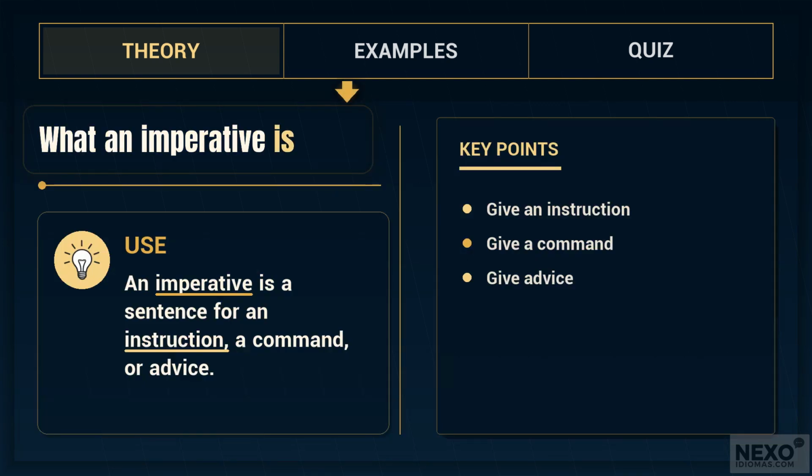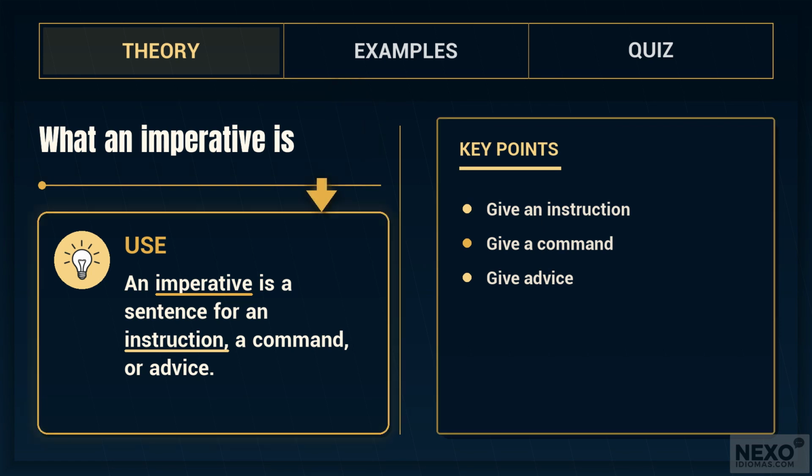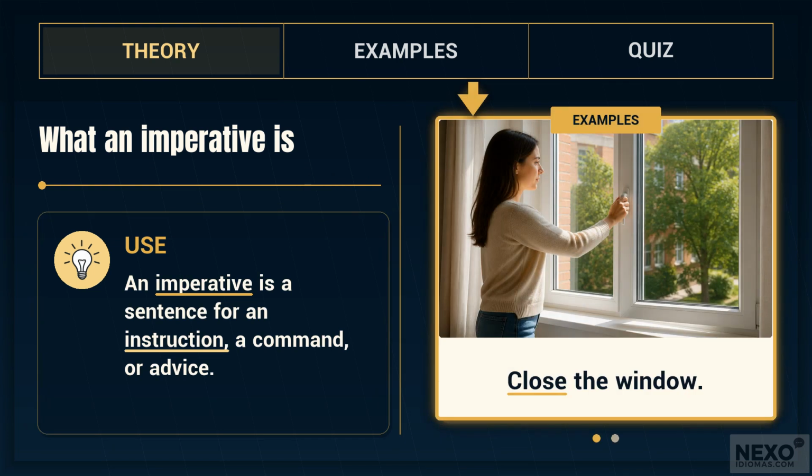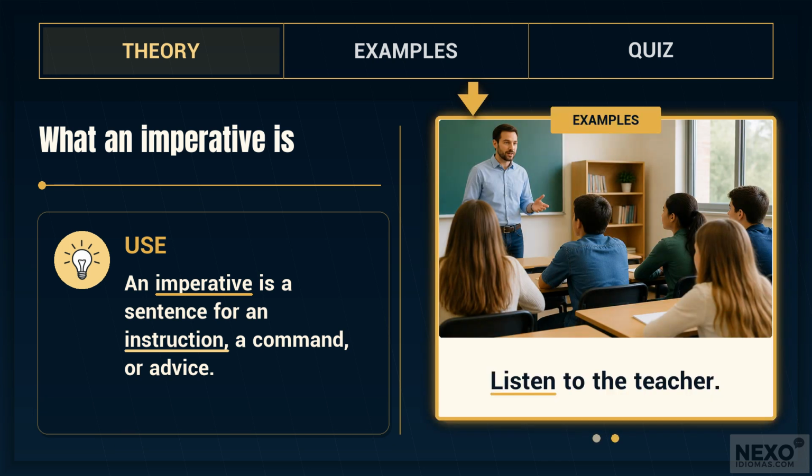What an imperative is. An imperative is a sentence for an instruction, a command, or advice. Example: close the window. Example: listen to the teacher.